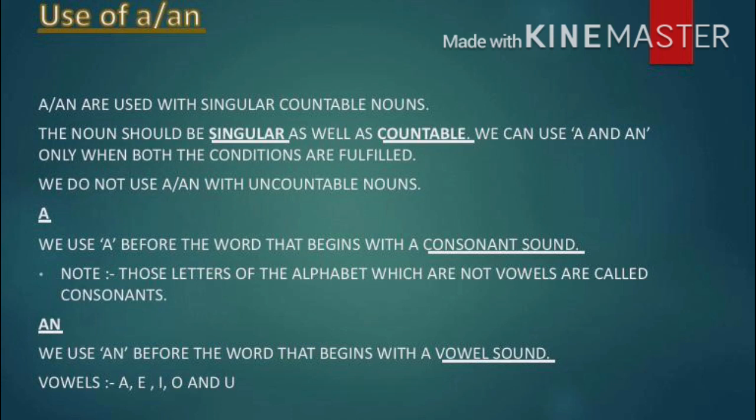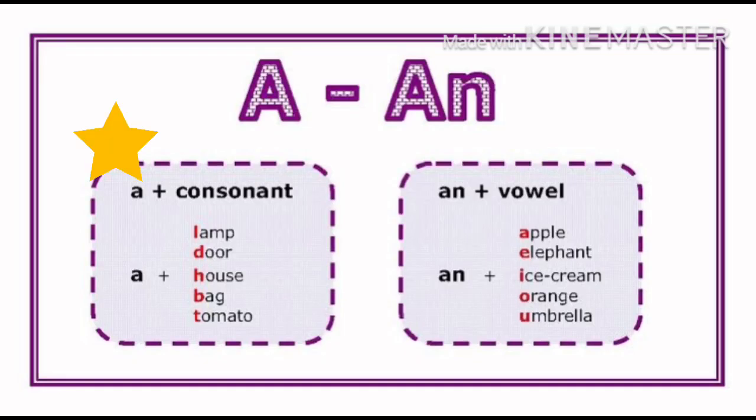Dear students, please remember we have to check the starting sound of the word to check whether to use a or an. Now we use a with consonant sound. For example, a lamp, a door, a house, a bag, a tomato, and an with vowel sound. For example, an apple, an elephant, an ice cream, etc.